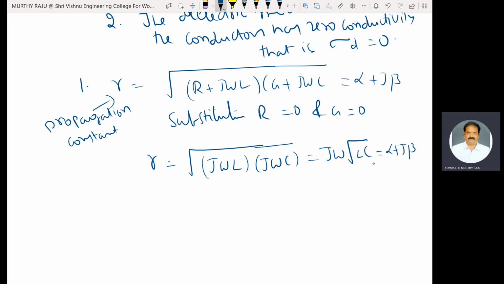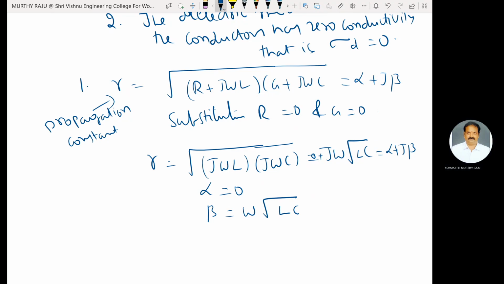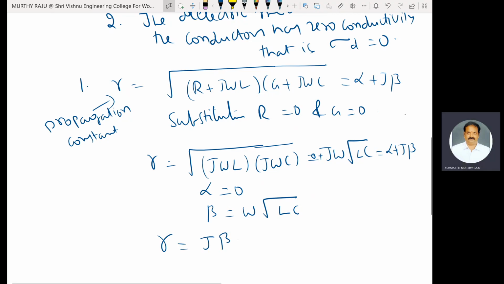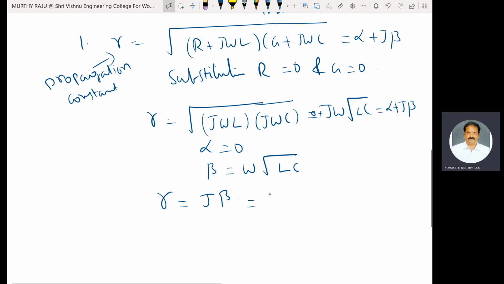Compare the real and imaginary parts here: 0 plus j omega root LC. Alpha is equal to 0. Beta is equal to omega root LC. Therefore, propagation constant gamma is equal to j beta, and j beta is equal to j omega root LC.